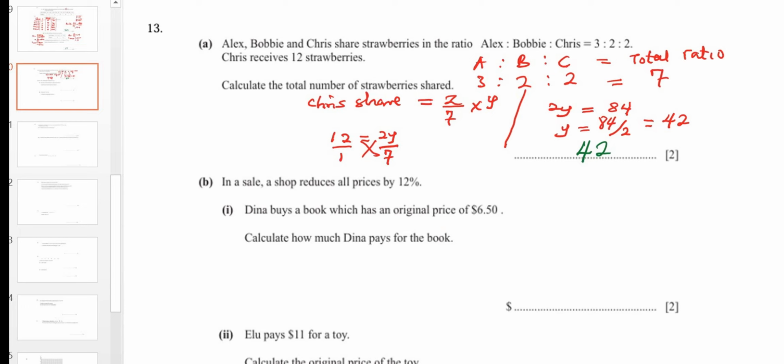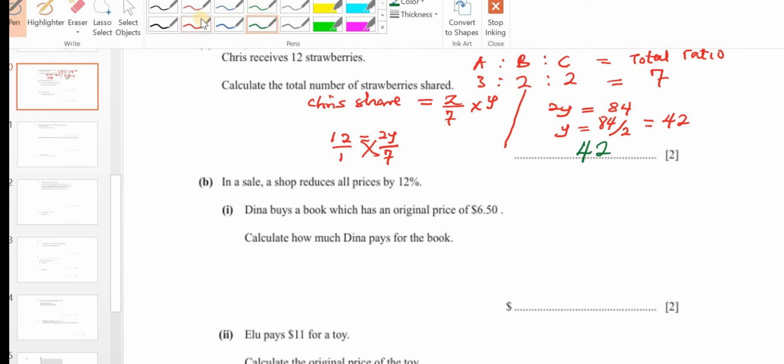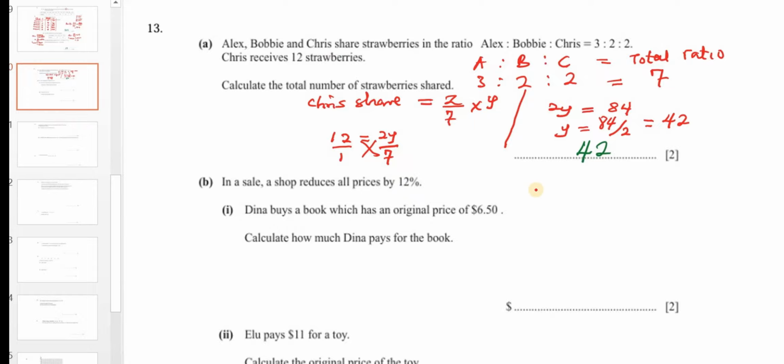So to calculate that, we said that the actual price, which is the original price before the discounts. Remember that the original price is 100% minus the discount.